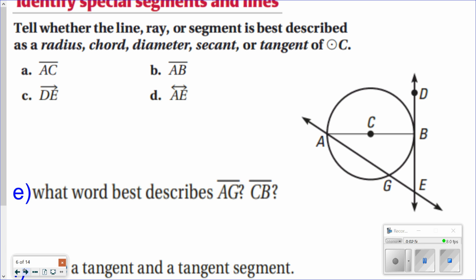All right, so tell whether the line, ray, or segment is best described as a radius, chord, diameter, or tangent of circle C. So let's look at AC. AC is right here. What is the best way to describe that? Well, it would be a radius. Next, let's look at AB. All right, well, AB would be this entire segment here. What would be the best way to describe that segment? Well, it would be a diameter.